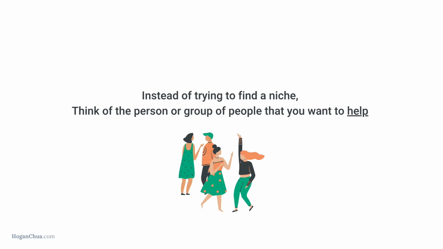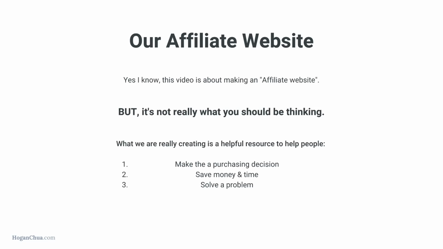So basically when we're talking about finding a niche, just think of the person or the specific group of people that you want to help. I know that you guys want to make an affiliate marketing website and make affiliate commissions and passive income, but that's not really what you should be thinking you are creating, right? All you're creating is a helpful resource, a helpful website to help other people. So you want to help other people make a purchasing decision. You want to help them save time and also save money. And you also want to help them solve a problem.